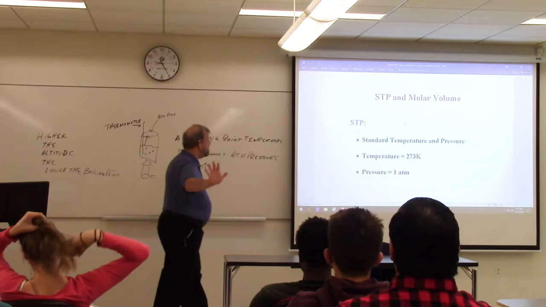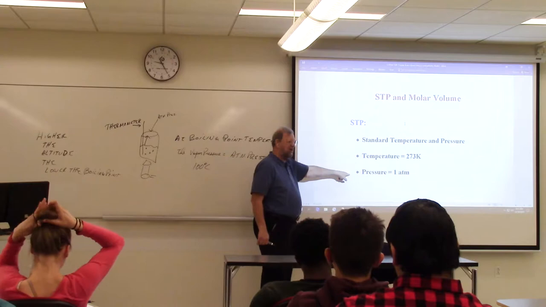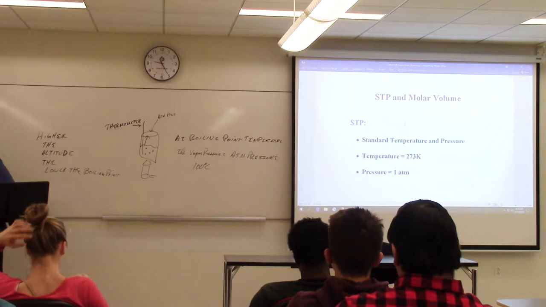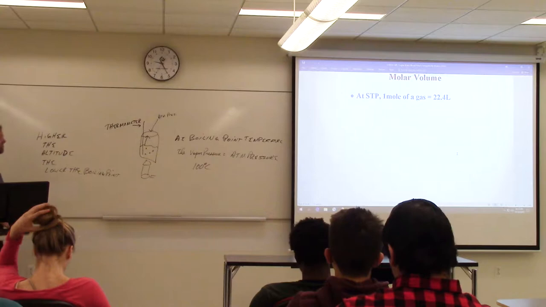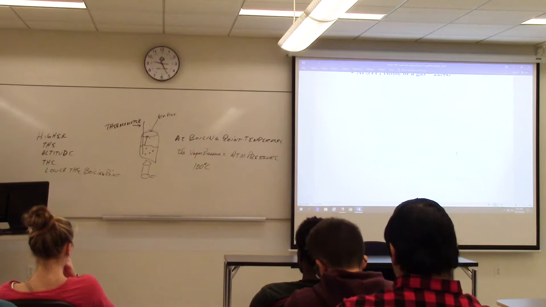Let's get back to STP, which in chemistry means standard temperature and pressure. You're at 273 Kelvin, 0 degrees C, one atmosphere. And at that pressure and temperature, Avogadro was able to find that one mole of a gas equals 22.4 liters. And because of this discovery, chemists and others were able to find out other information about moles, which is quite important.